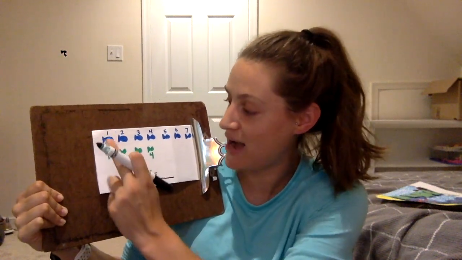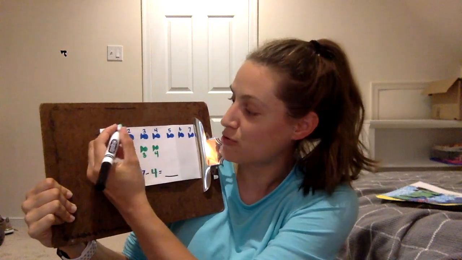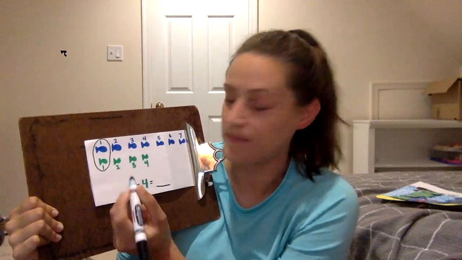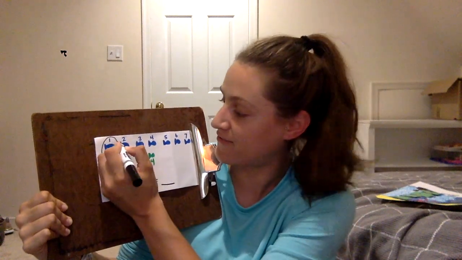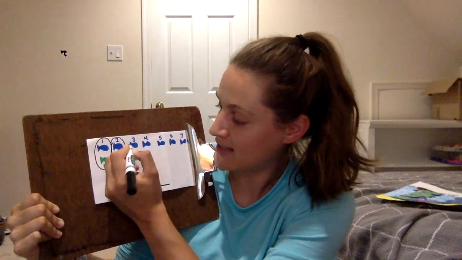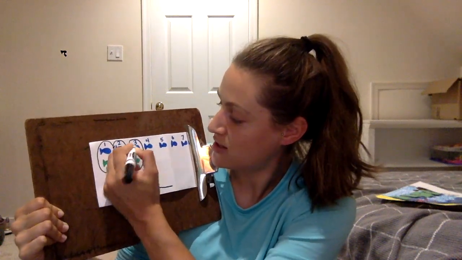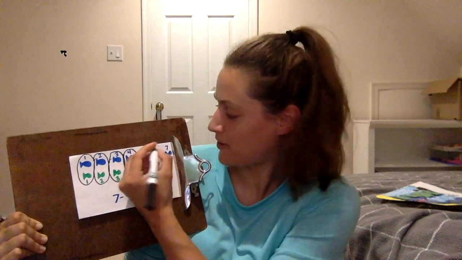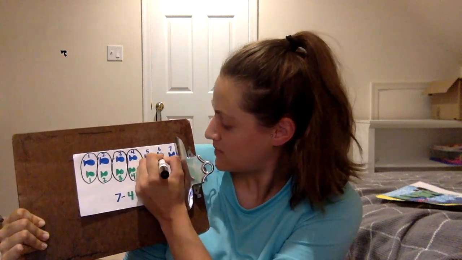I lined up my first fish with her first fish. I'm going to circle them, or you can cross them out. 1 and 1. I lined up my second fish with her second fish. I lined up my third fish with her third fish, and my fourth fish with her fourth fish. So we both saw 4 fish. But now we want to know how many fewer fish she saw than me. So we want to know how many are left over. So once we lined up our 4 fish, how many fish are left over? 1, 2, 3. 3 fish are left over.